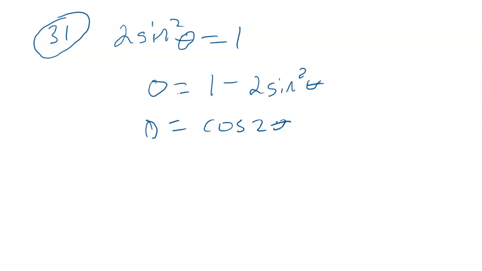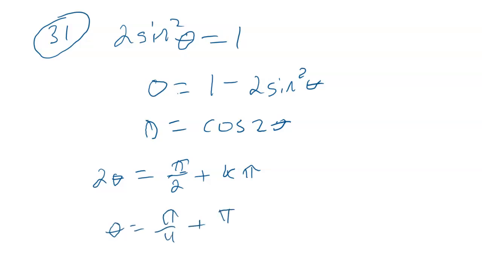When is cosine 2 theta equal to 0? Well, it's when 2 theta is equal to pi over 2, 3 pi over 2, 5 pi over 2, and so on. So it's basically pi over 2 plus k pi. And I'm going to solve for this. I'll say theta is equal to pi over 4 plus pi over 2 times k.